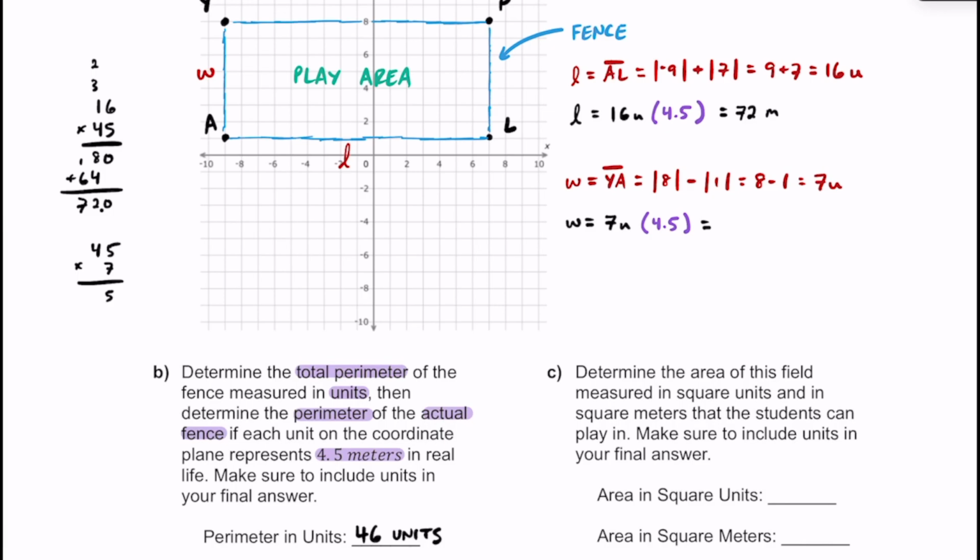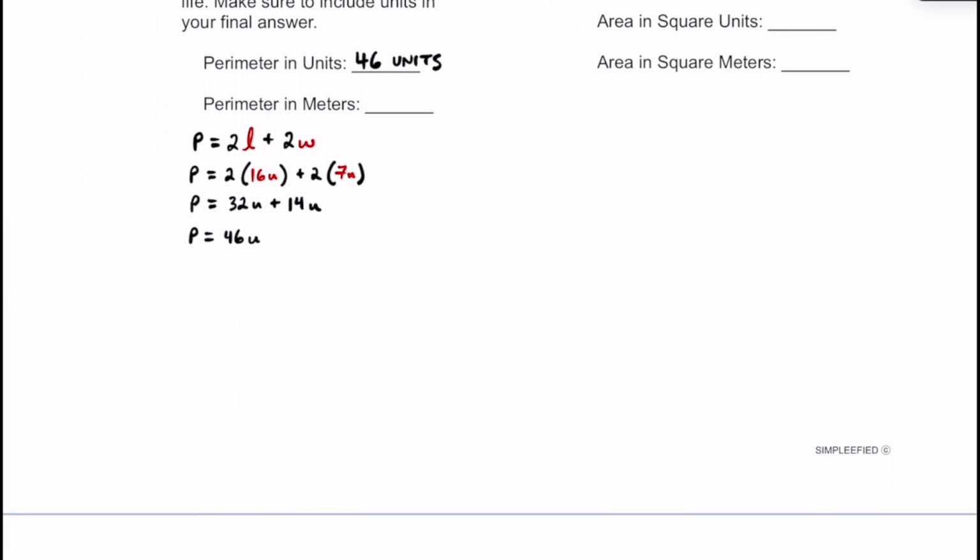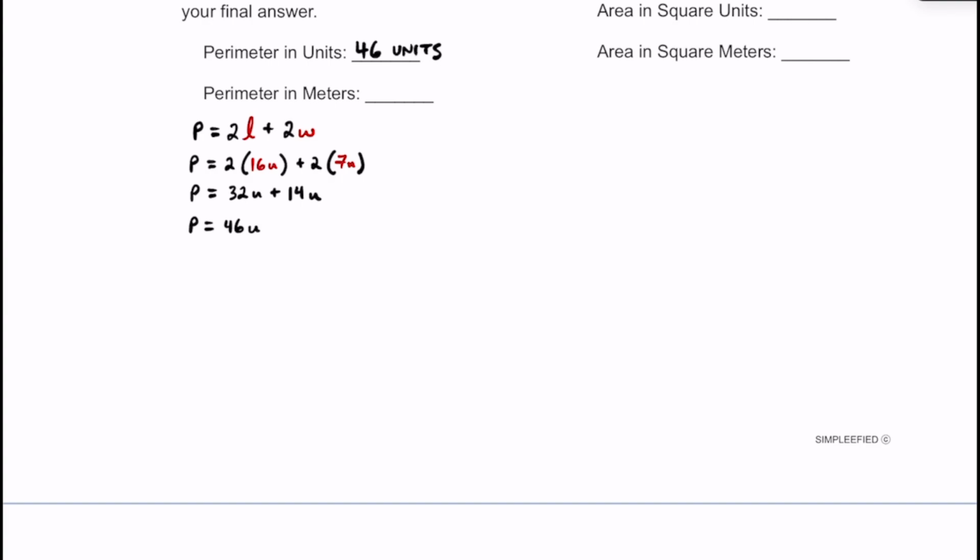That's going to be a 5 and a 3. I think that's going to be 31.5. So this is going to be 31.5 meters in terms of the width. So 7 units is representing 31.5 meters. Alrighty, so let's go ahead and redo this problem, but this time we're going to be using meters.